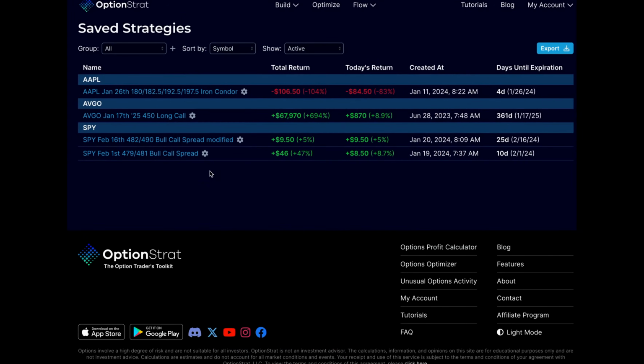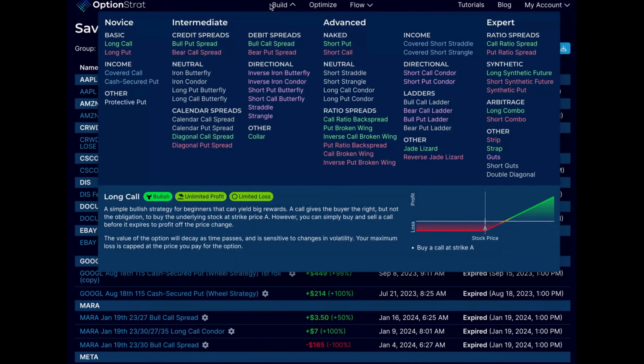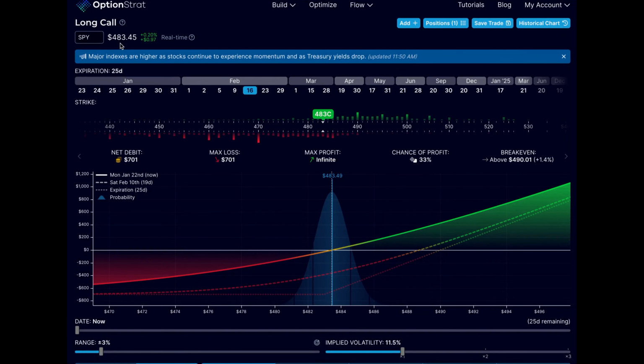And then once I close that trade, it's going to show up here rather than being in the active trades. It's going to show up in my expired or closed trades section. So all of these are in alphabetical order, so I could scroll down and see that if I wanted to. So that should give you a real good rundown of the build tab. Again, one of my most heavily used areas of OptionStrat.